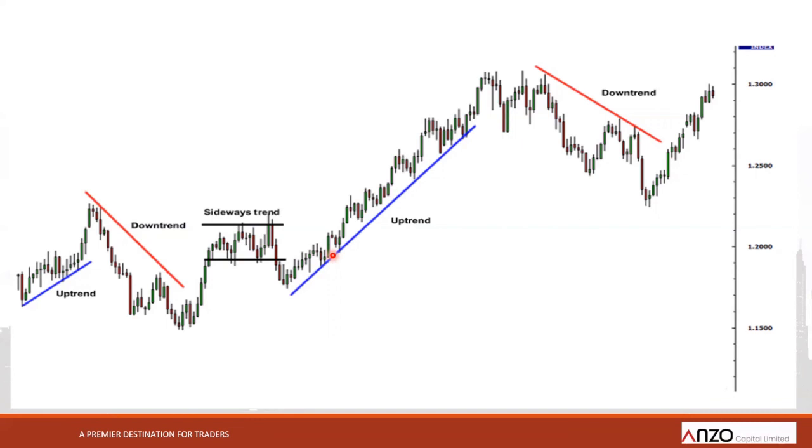But figuring out the actual trend you are in will now tell you: okay, if the market is in an uptrend, then I want to be looking for buying opportunities. If it's in a downtrend, I want to be looking for selling opportunities. And if it's in a sideways trend, I either want to wait and allow the market to decide, or maybe try and trade the range, okay?